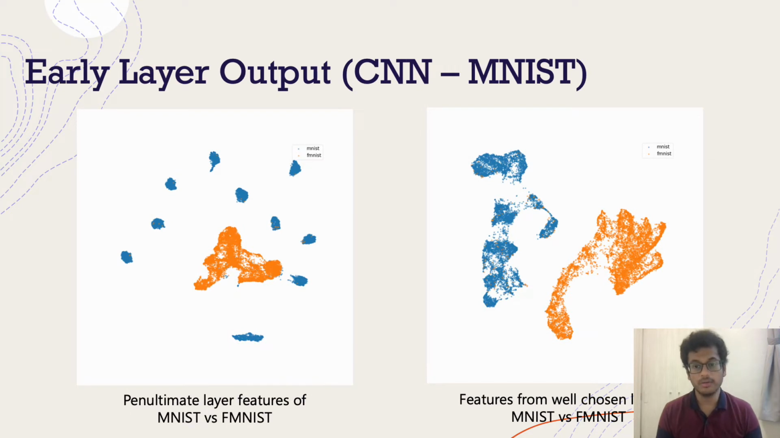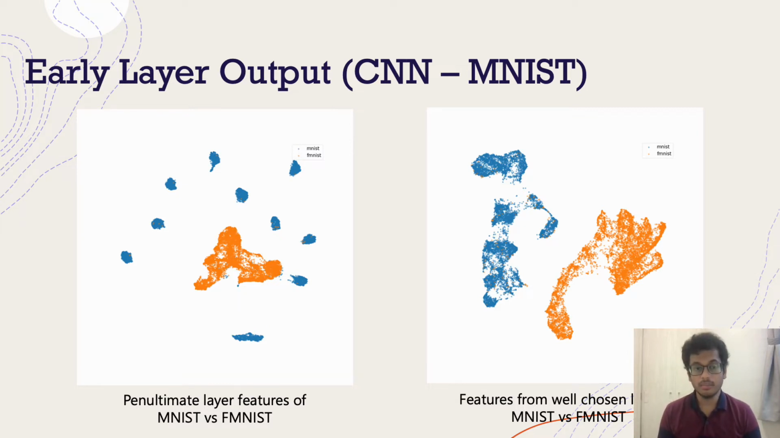Early layer output is a technique which claims that there's a layer in neural networks in which the distribution of the ID and OOD features are well separated. This layer is termed as the optimal OOD discernment layer, or OODL.